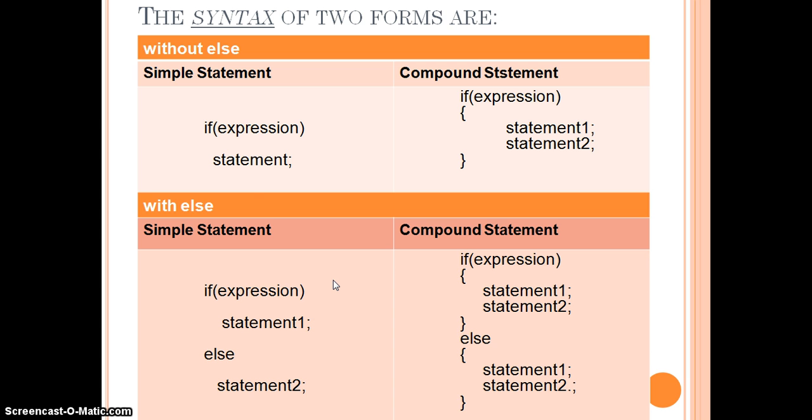First we are going to see the syntax without else. If, in brackets, some expression: if this expression is true, then the statement will get executed. This is a simple statement, because we want to write only one statement in the if. When we want to write multiple statements in the if, we can enclose them in curly brackets. This is called a compound statement. This is the syntax for without else, meaning only if.